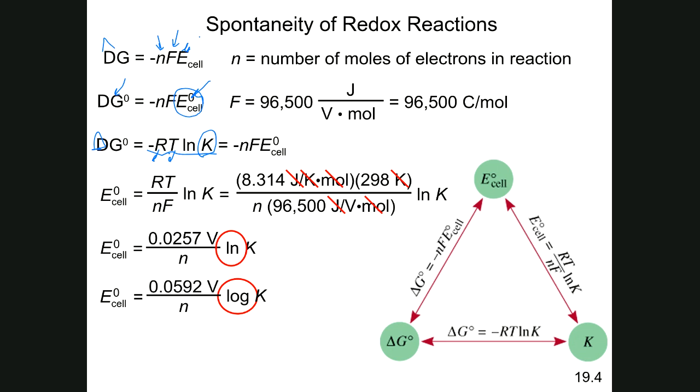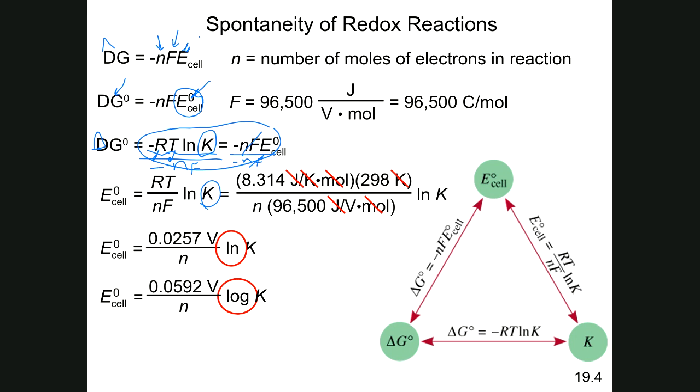So if you rearrange this formula, you can find the E0 cell from this formula, RT over NF ln K. So RT ln K, you divide both sides by minus NF, and this is going to cancel. That equals E0. So we have the E0 cell can also be calculated from the equilibrium constant.